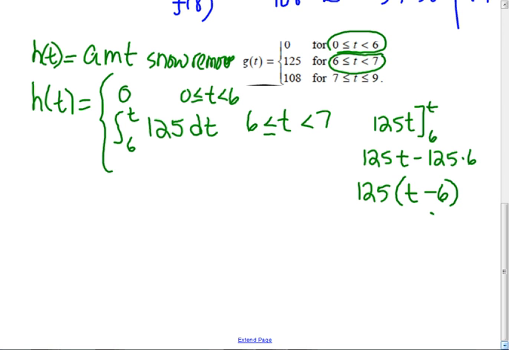Does that make sense why it would be t minus 6? Because I did a 125t, I go, oh no, that would be starting to remove the snow at midnight. She doesn't remove the snow at midnight. She doesn't start removing the snow until 6 in the morning. Does that make a little sense?